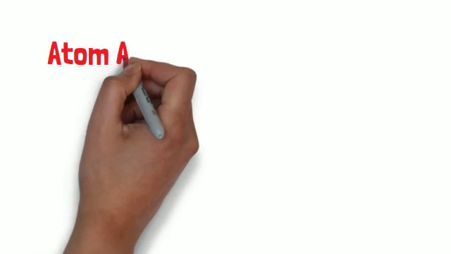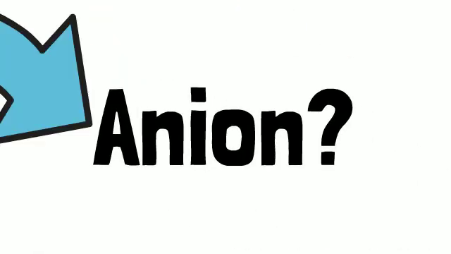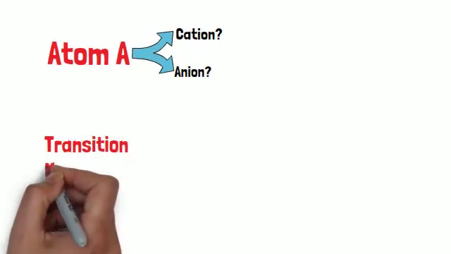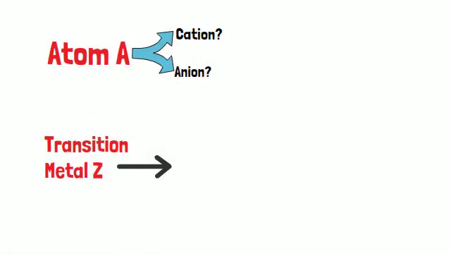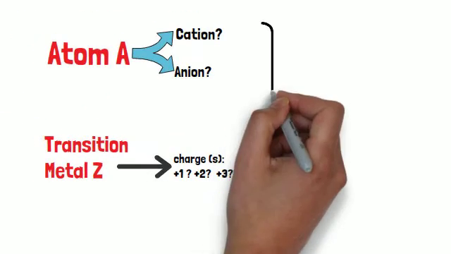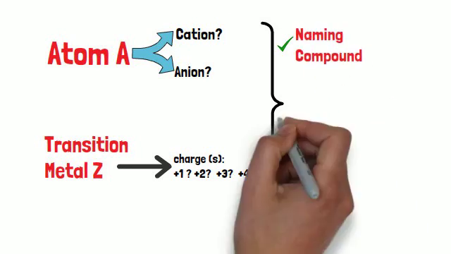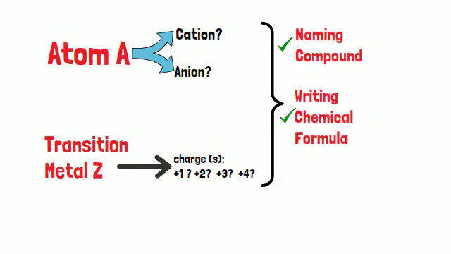Knowing what atoms form what type of ions and what transition metals are is very important in building your foundation for Chem class. Having a good grasp of this will help you immensely when it comes to naming compounds and writing chemical formulas and so much more.